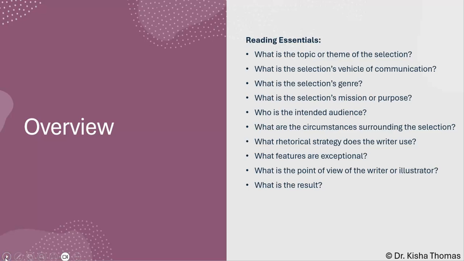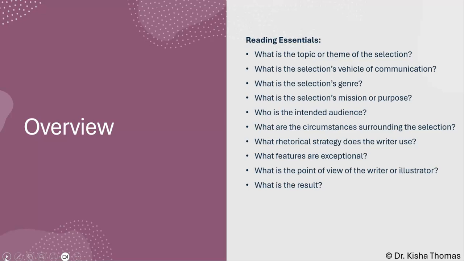Some reading essentials. Here's the overview. Always think about what is the topic or theme of the selection. What is the selection's vehicle of communication? What is the selection's genre? What is the selection's mission or purpose? And who is the intended audience?